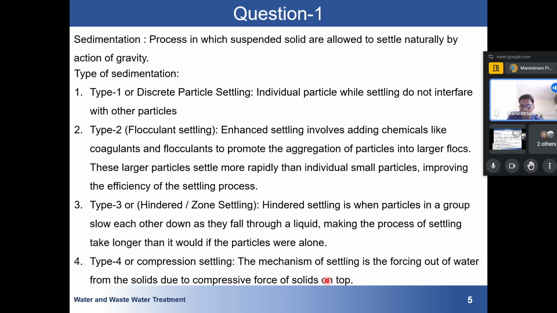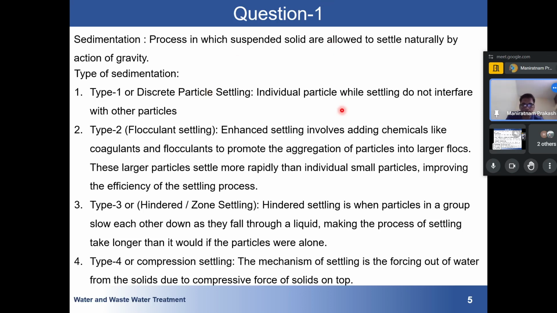You will look at all these kinds of settling in upcoming lectures, but for solving our question, we will just focus on discrete particle settling, where individual particles settle on their own with the help of gravity. There is no interference by other particles, and this happens only in the primary sedimentation tank.